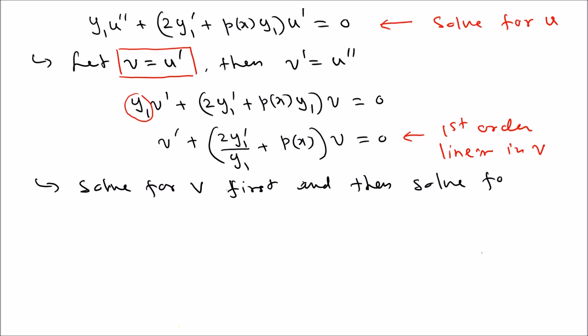Solve for u, because after you solve for v, we can use the fact that v equals u prime, integrate one more time, and solve for u. So that's the idea. Okay, so let's do the actual calculation in a problem, because when you do a real problem, there is a lot of simplification going on, so it won't be this lengthy. So let's do a problem.